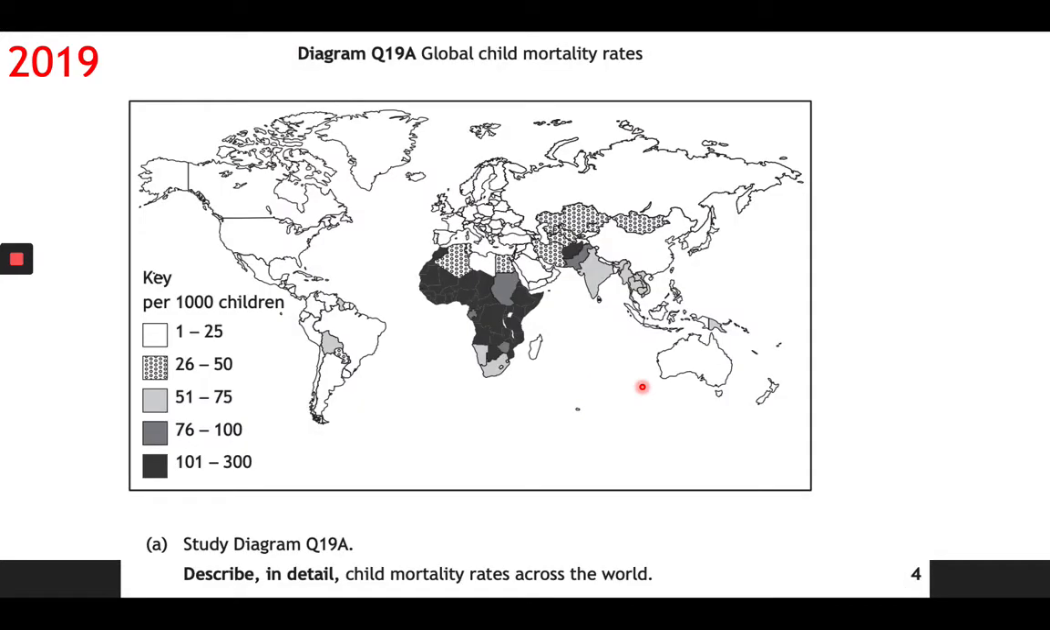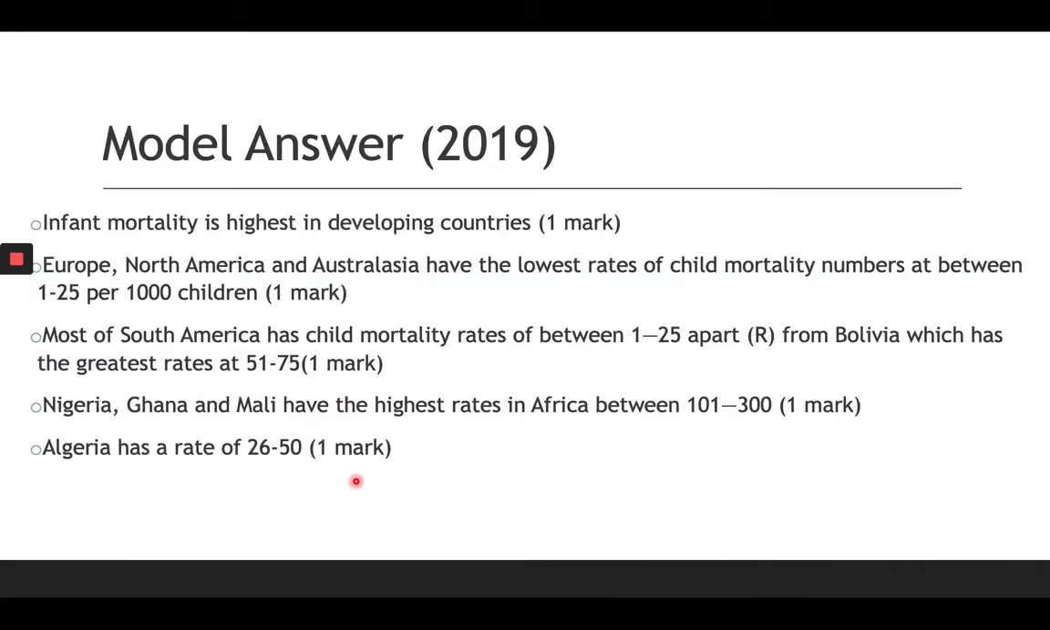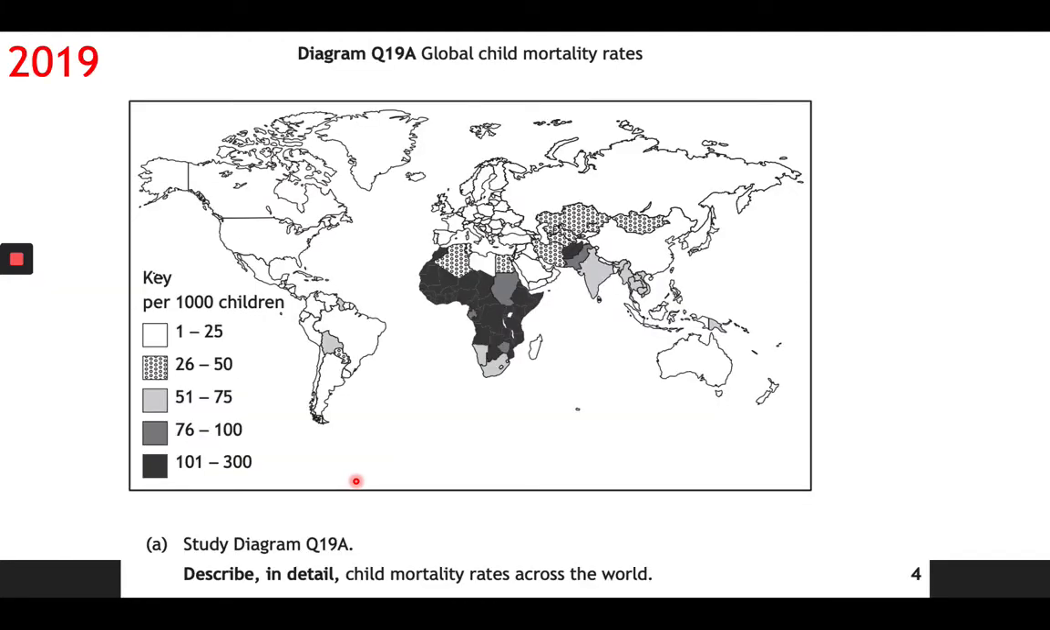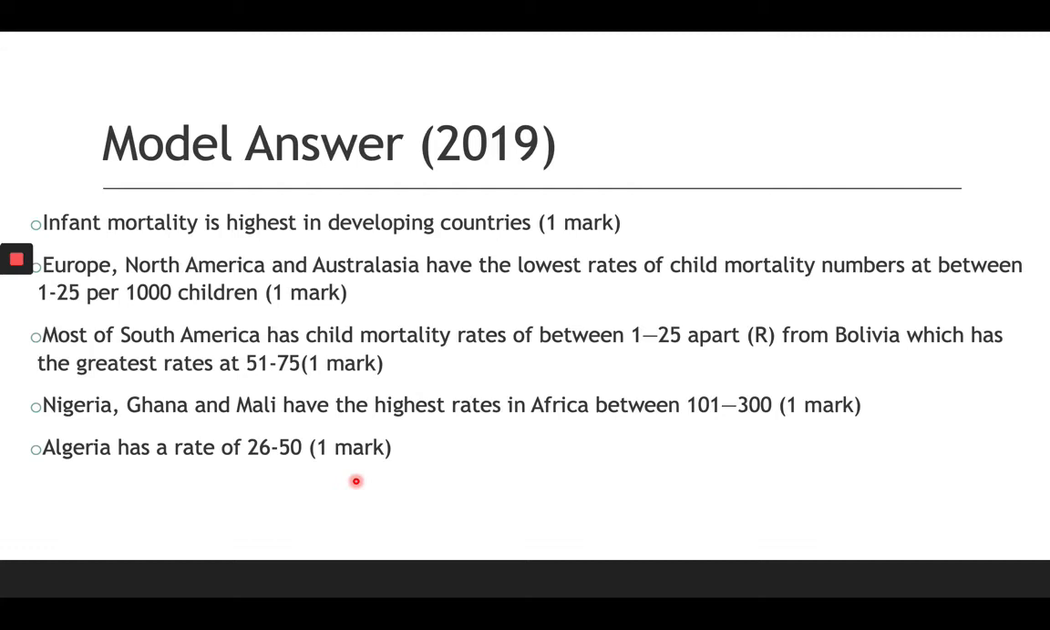And this was the one from 2019. Describe in detail child mortality rates across the world. Again, try and use one from each colour to make sure that you're going to get the full mark. So a really nice, easy question there. So, if we were to look at the 2019 question, this is about infant mortality rates. Here is the model answer. This is how simple it is from the SQA.